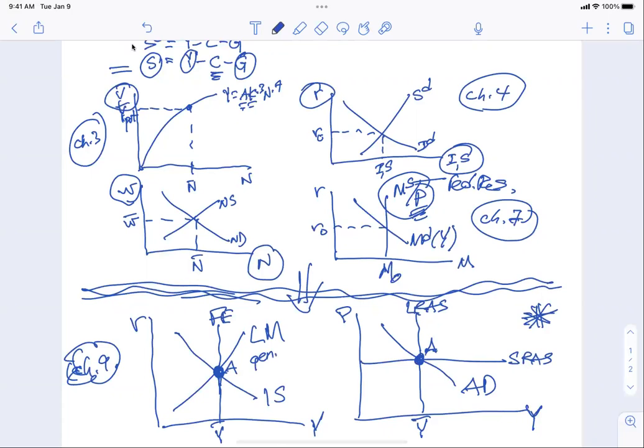Why is it called general equilibrium? Because in the long run, when all the prices adjust. And because it's equilibrium in all three of the markets at the same time.